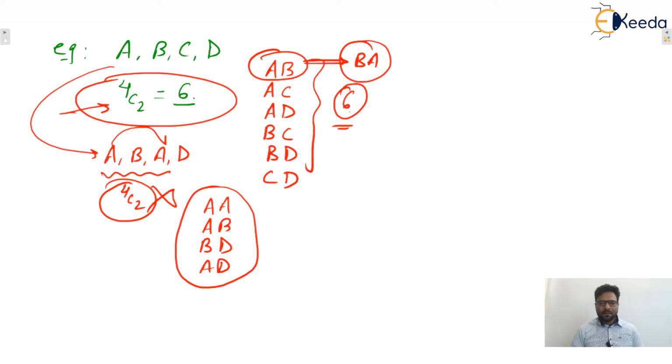Yes or no? We can say that all combinations are of two objects, or not? Yes or no? So 4C2 means groups of two objects. Yes or no? Okay.